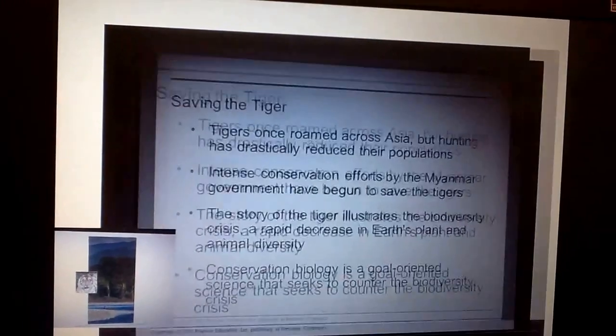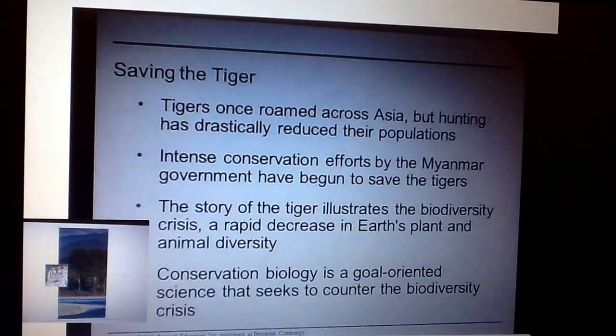specifically in Asia, where the tiger has significantly declined in population size. There used to be roughly 100,000 tigers. There's now down to about 5,000, and of those 5,000, they live in protected reserves. And often it was hunting that drastically reduced their populations. There are already 3 extinct species of tigers.